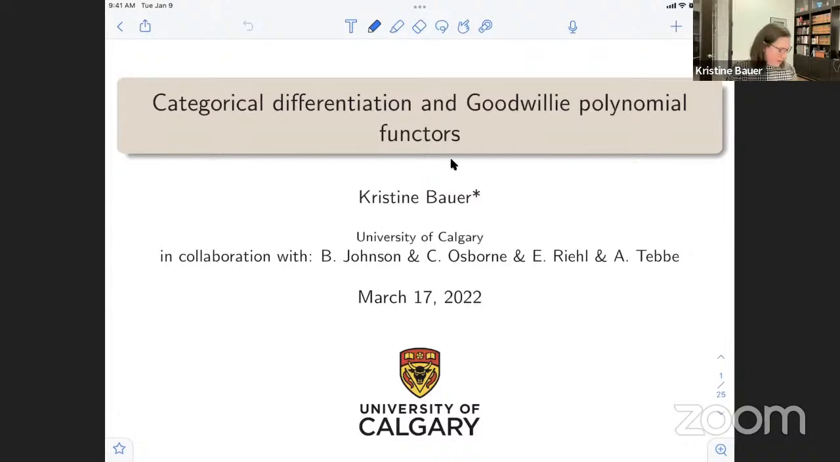Okay. So I'm going to talk to you about categorical differentiation and Goodwillie polynomial functors, and I am in the enviable situation of being able to say that many of the things that I want to tell you about today have been discussed by other speakers at this conference. And so I will make reference to some of the other talks, but I'm also not going to assume that people have seen them all. It's been a very nice conference to be able to see so many relations to the things that I want to talk about today.